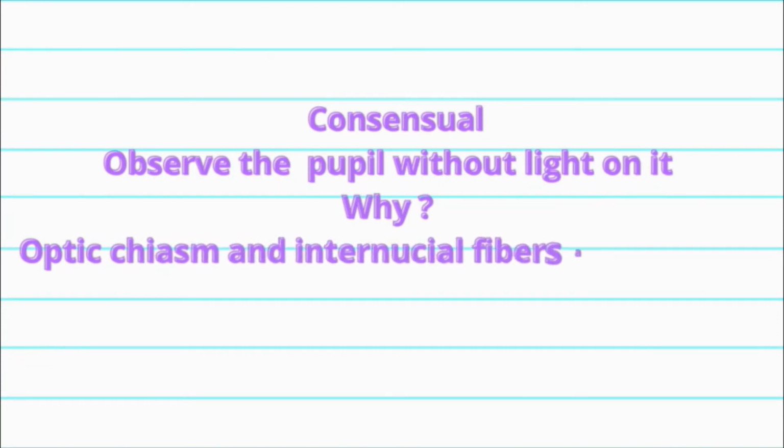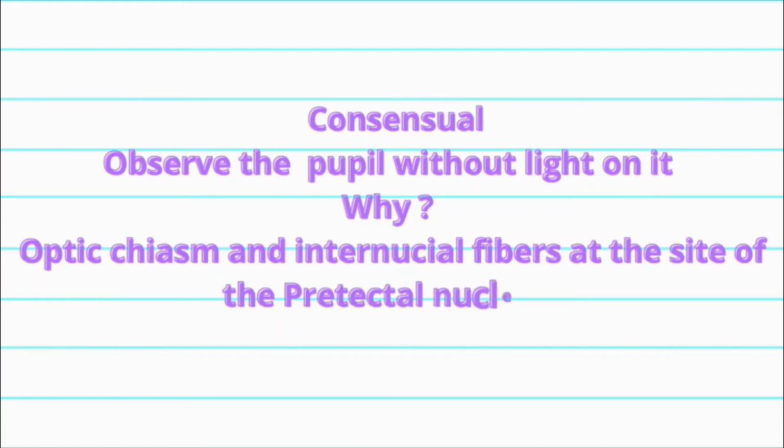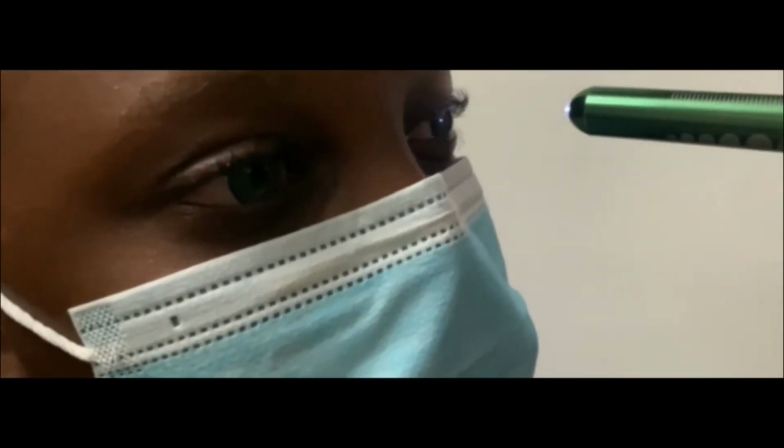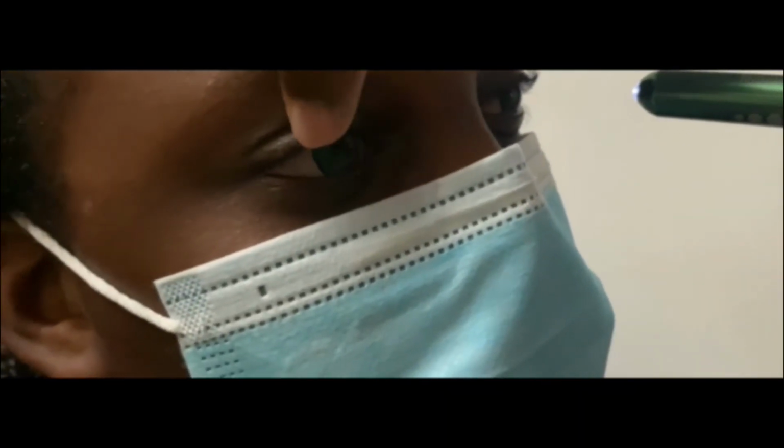And how does this even occur? Why do we have a consensual reflex? We have it because of the fibers that cross over at the optic chiasm. Remember, some of the fibers from one eye cross to the other side, and there are also fibers that cross over from the pretectal nucleus to the Edinger-Westphal nucleus. I think you need to remember this. It does come in handy sometimes. Now moving on to the consensual reflex.